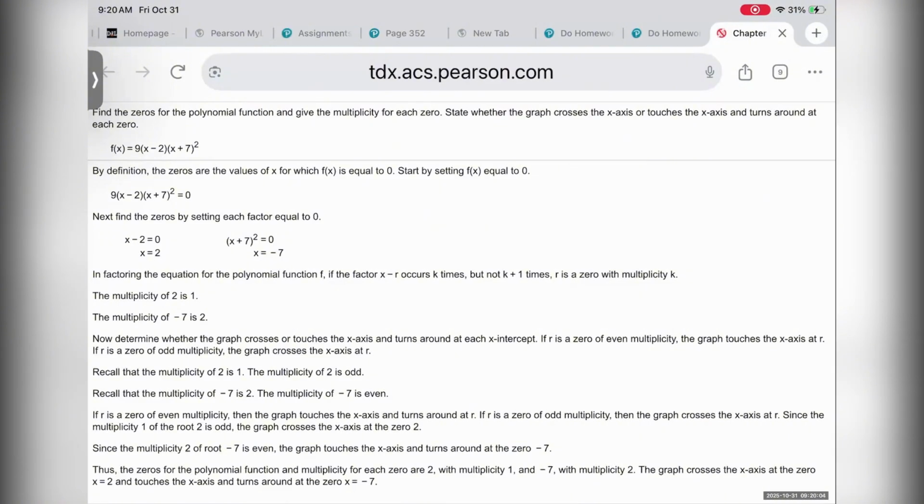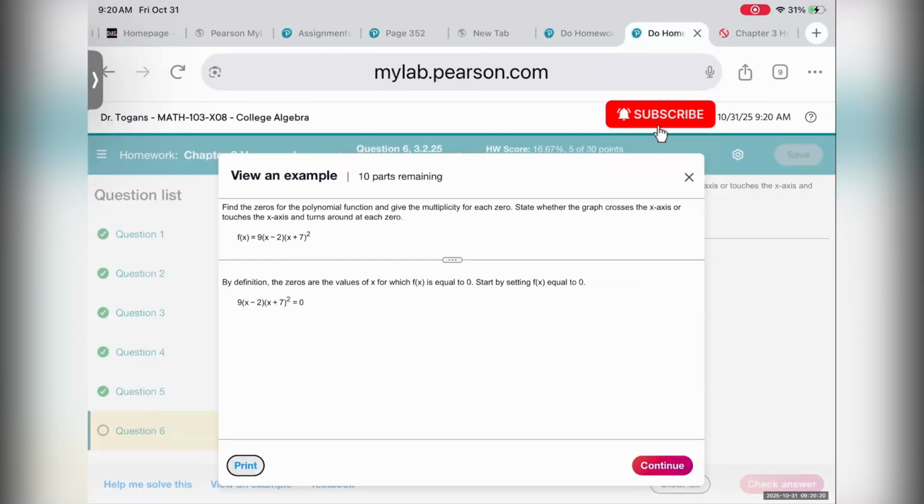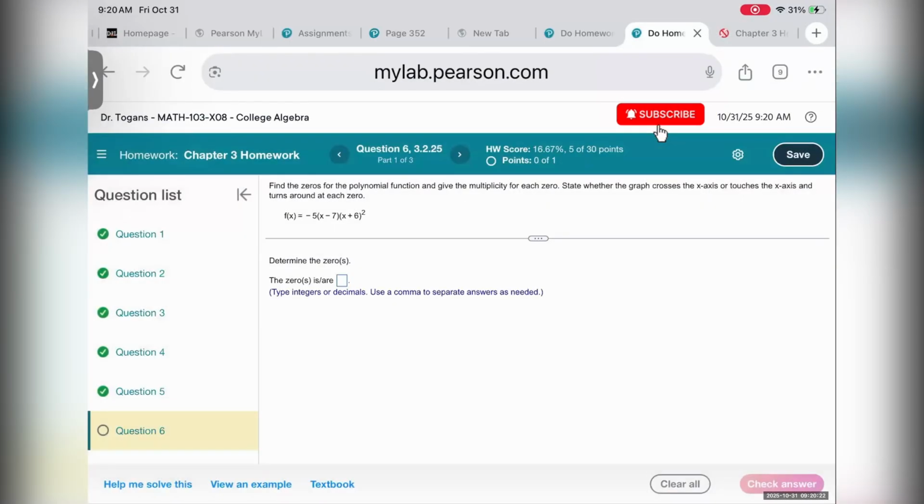Now, you can also use Desmos to check to make sure you know if it crosses or touches. So, again, that's why I say always have your notebook so that you can write down your function, whatever function you have. But the zeros are what? Do you know the zeros?